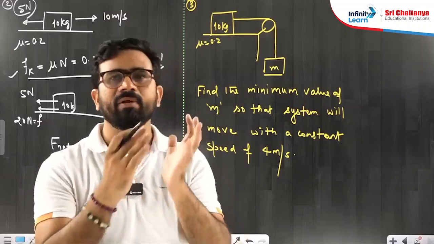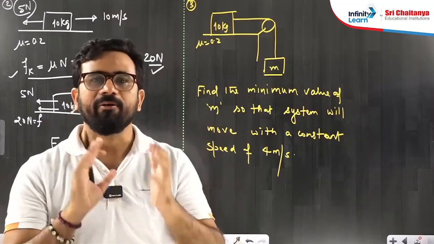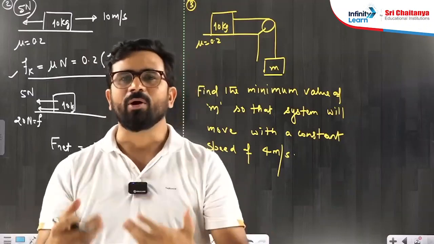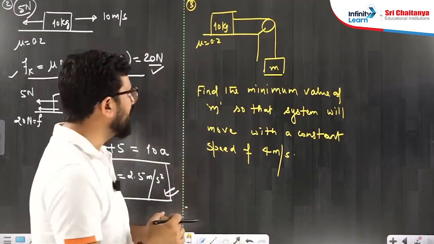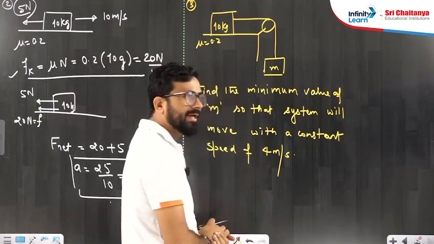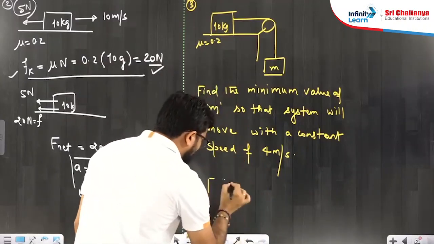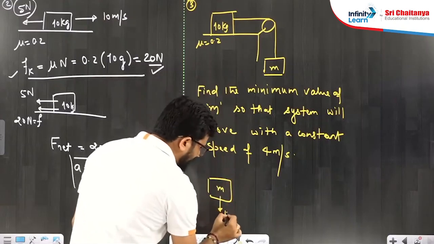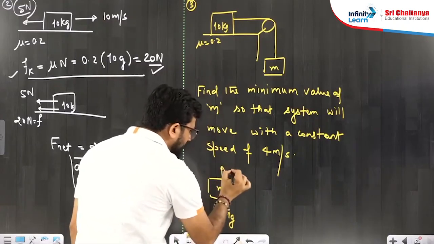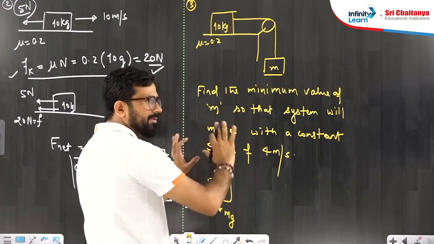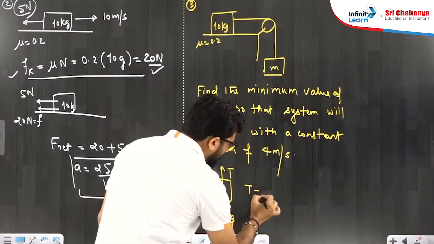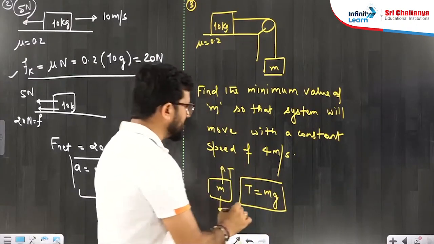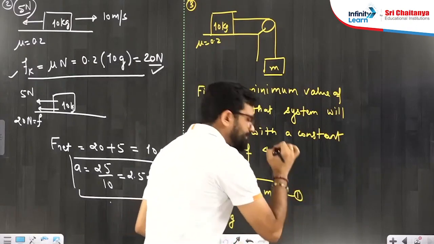So for that we have to make the FBD, the free body diagram. Now try to understand how to make the free body diagram. Very simple. This is the mass m. In its free body diagram there is only one force, mg downward. The upward force is only tension. That means it is not moving anywhere, so tension must be equal to mg. Very simple. This is the first equation we have to apply.